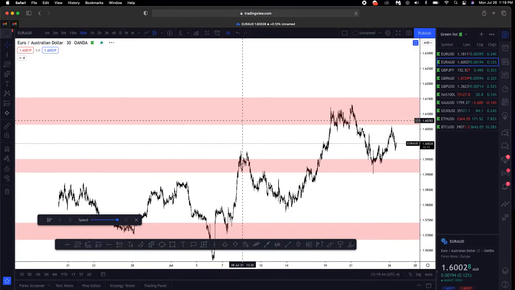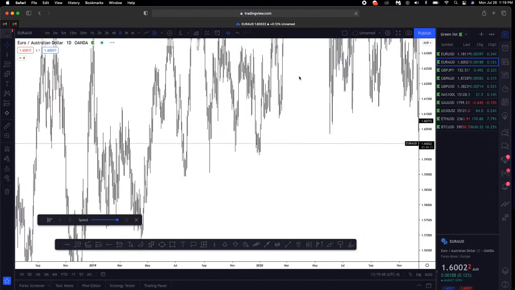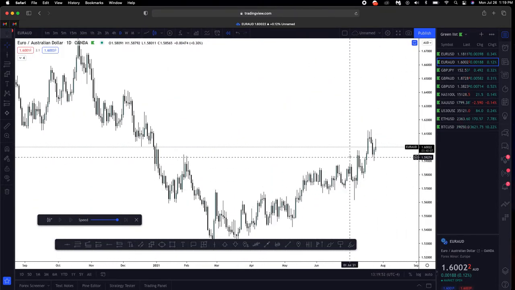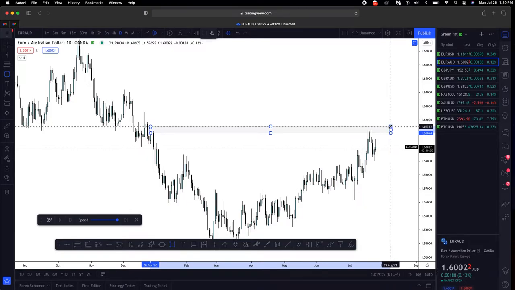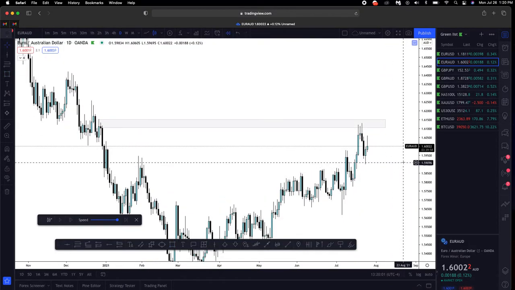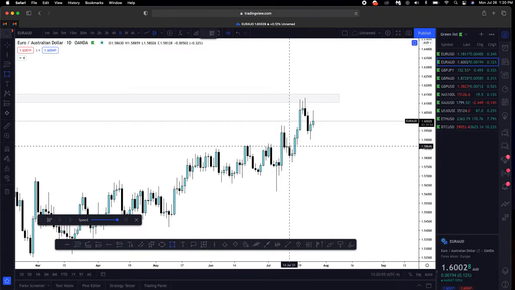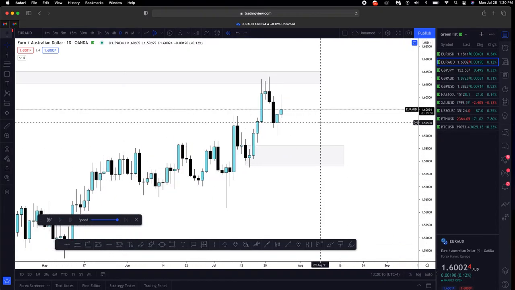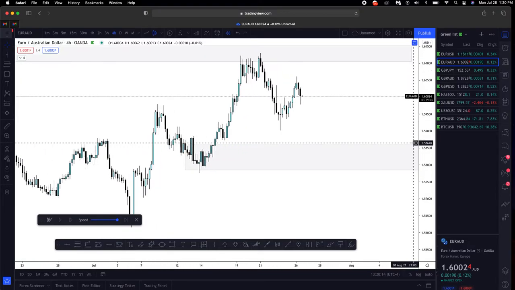Your AUD. Let's see what AUD has for us. We could see that AUD is reacting to a daily supply right here, but we're in an uptrend. We're in an uptrend, so we look for longs. We look for retracements to go long.